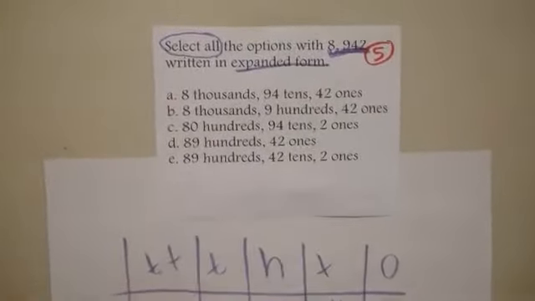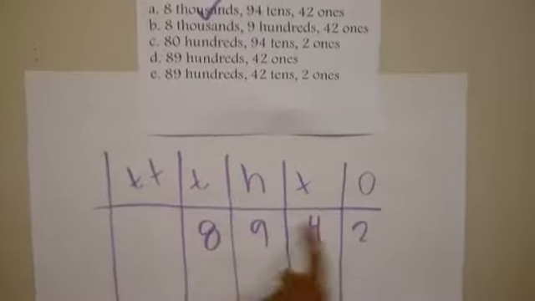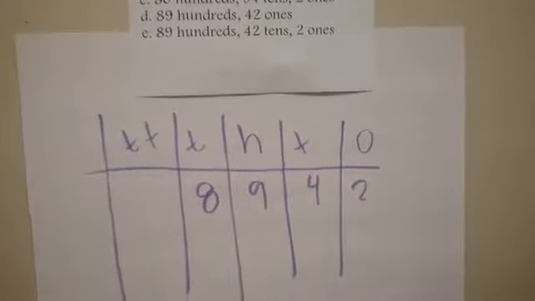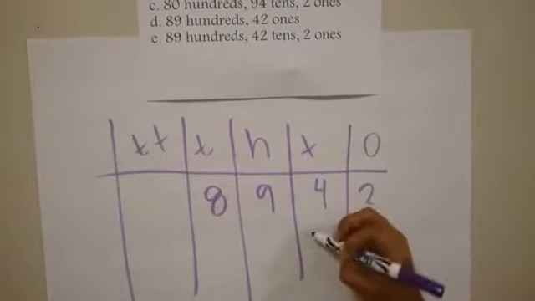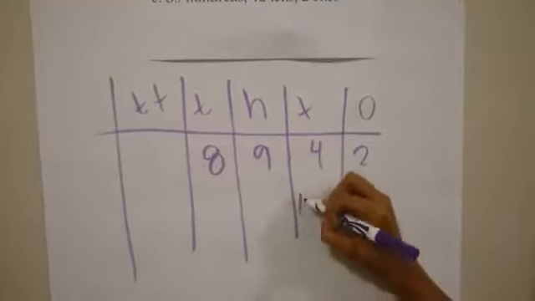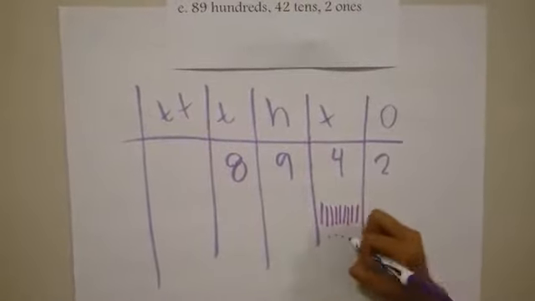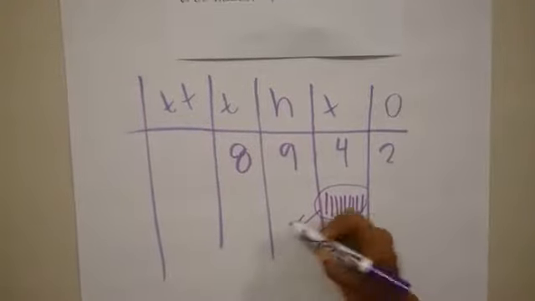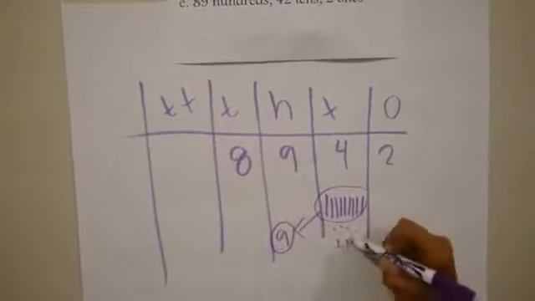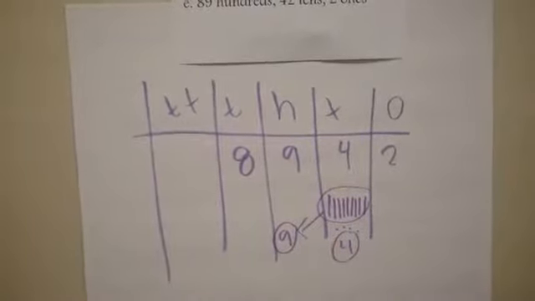Do we have 8,000s in the number? Yep. Do we have 94 tens? Looking at this, I see 94, but is this 94 tens? If I had 94 tens, it would look like this: 1, 2, 3, 4, 5, 6, 7, 8, 9, 1, 2, 3, 4. All 9 of these would get bundled over here to 9, and what would I have left? 4. So do I have 94 tens? Yep, I do.